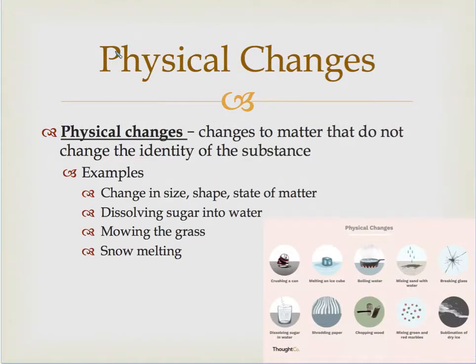So with physical properties, we have what are called physical changes. These are changes to matter that do not change the identity of the substance. For example, we can change the size, shape, or state of matter of whatever we're looking at. We can dissolve sugar in water. We can mow the grass. We can watch snow melt. We can crush a pop can. We can melt ice. We can boil water. We can mix sand with water. We can break glass. All of these are examples of physical changes.